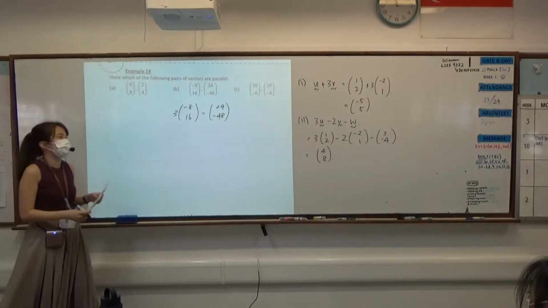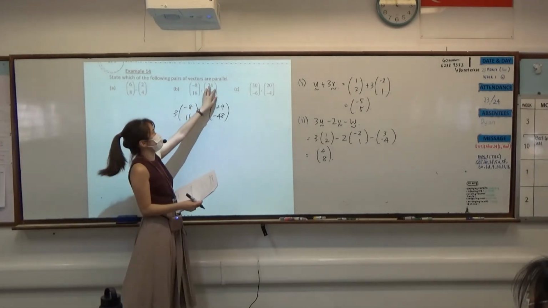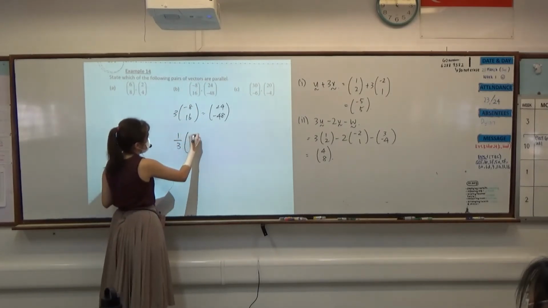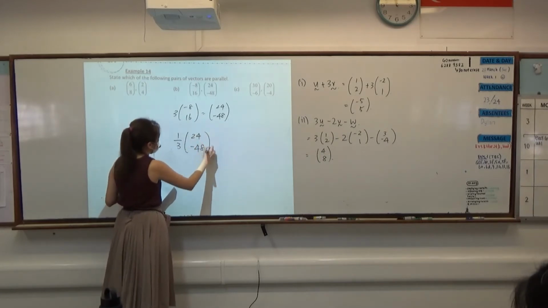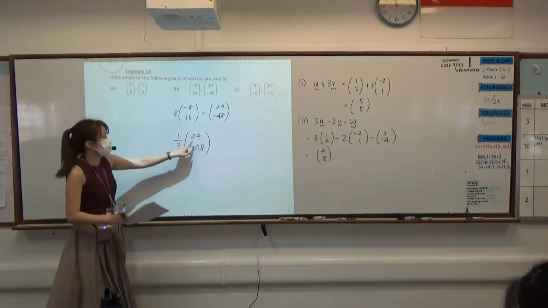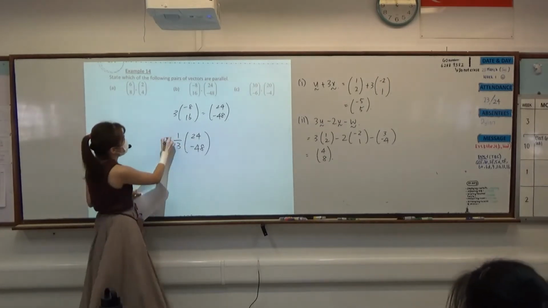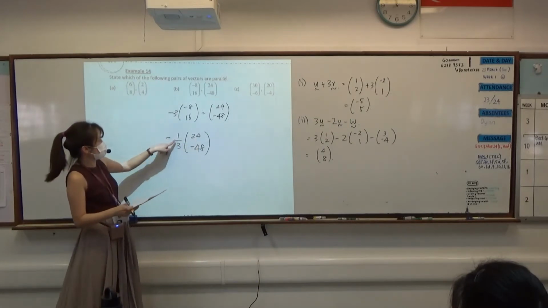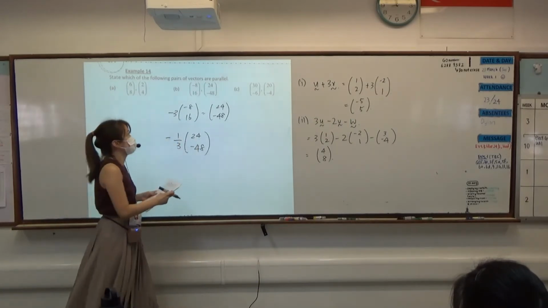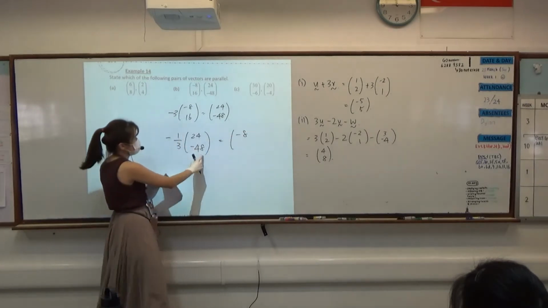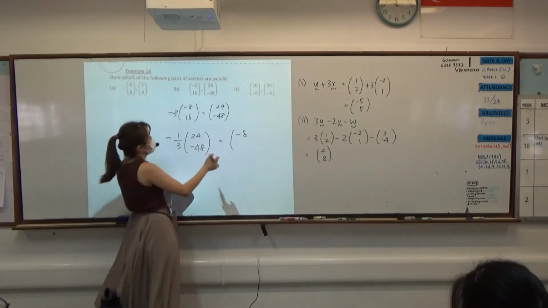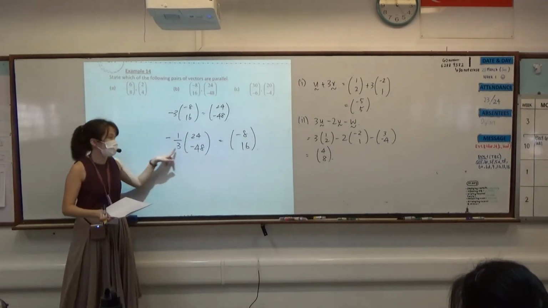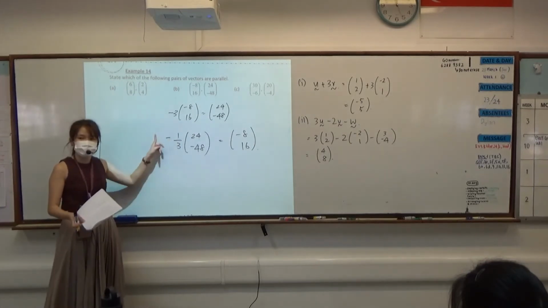Another way to think about it is to see whether this vector is a scalar multiple of the other one. We can say that negative 1/3 of 24, negative 48, because 24 divided by negative 3 gives me negative 8, and negative 48 divided by negative 3 gives me a positive 16. So this is another way you can write it, whereby the scalar itself need not always be an integer.